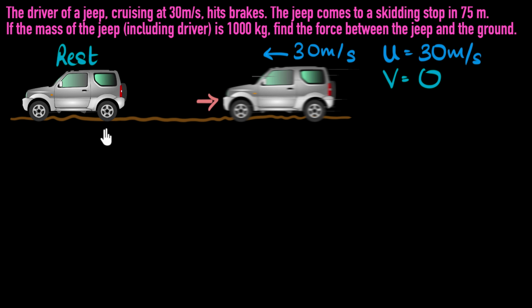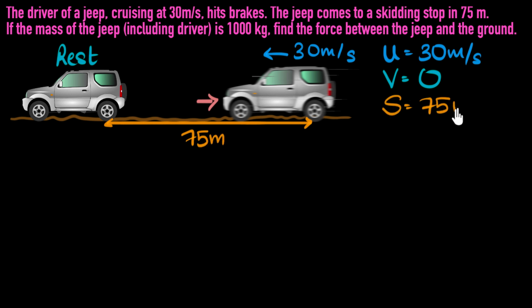What else is given? This time, time is not given. Instead, they have given us the stopping distance. So the distance traveled by the Jeep, so let's say the distance from the back wheel to the back wheel. You can calculate the distance from anywhere. Let's do it over here. Anyways, that distance is 75 meters. So the displacement is given to us as 75 meters. And the mass is given, 1,000 kilograms. And again, we are asked to calculate this force. So that is the force of friction. That force is what we need to calculate.